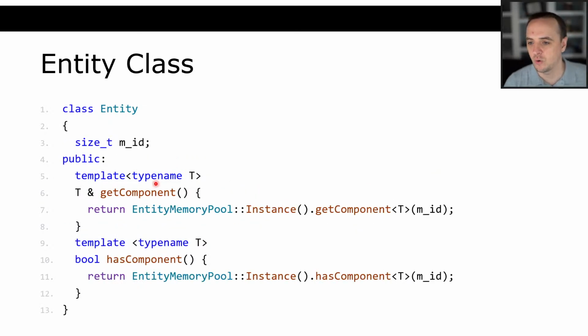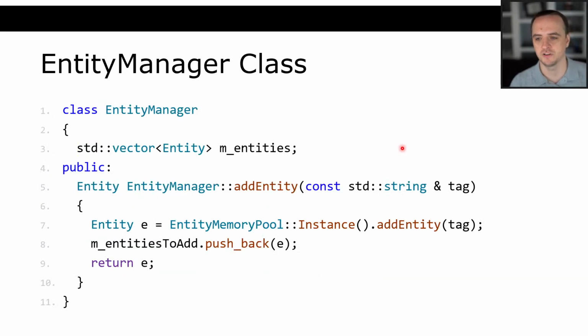And the way we would write the function for getting, if we have this singleton memory pool, then in order to get the component of a given type of an entity, we just return the entity memory pool, the instance of that memory pool, dot get component of the type with the ID of the entity. Or if we want to say has component, we just call has component on that. So all of the data now is no longer stored in the entity class. The entity class is just an integer ID with functions to go look up that data when we want to.